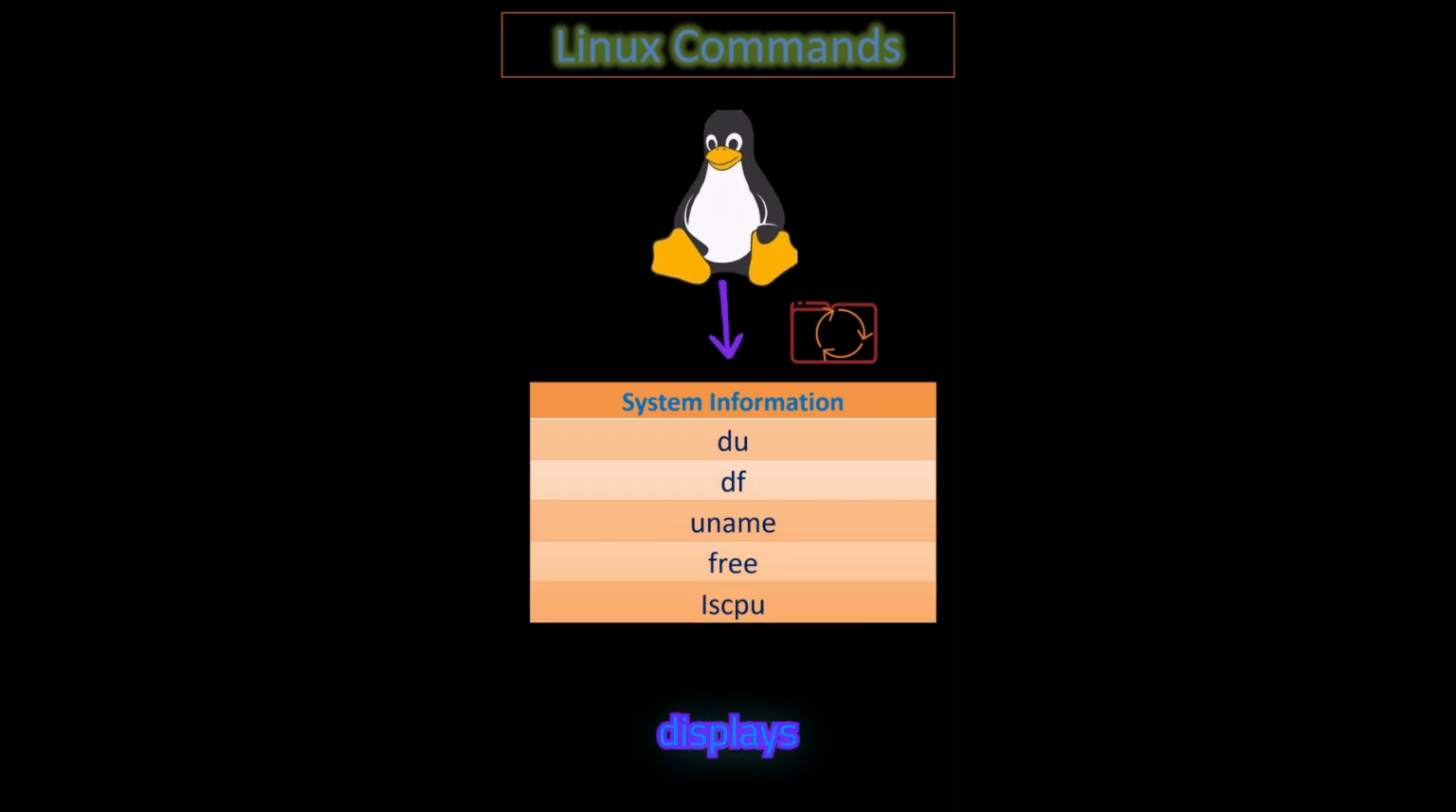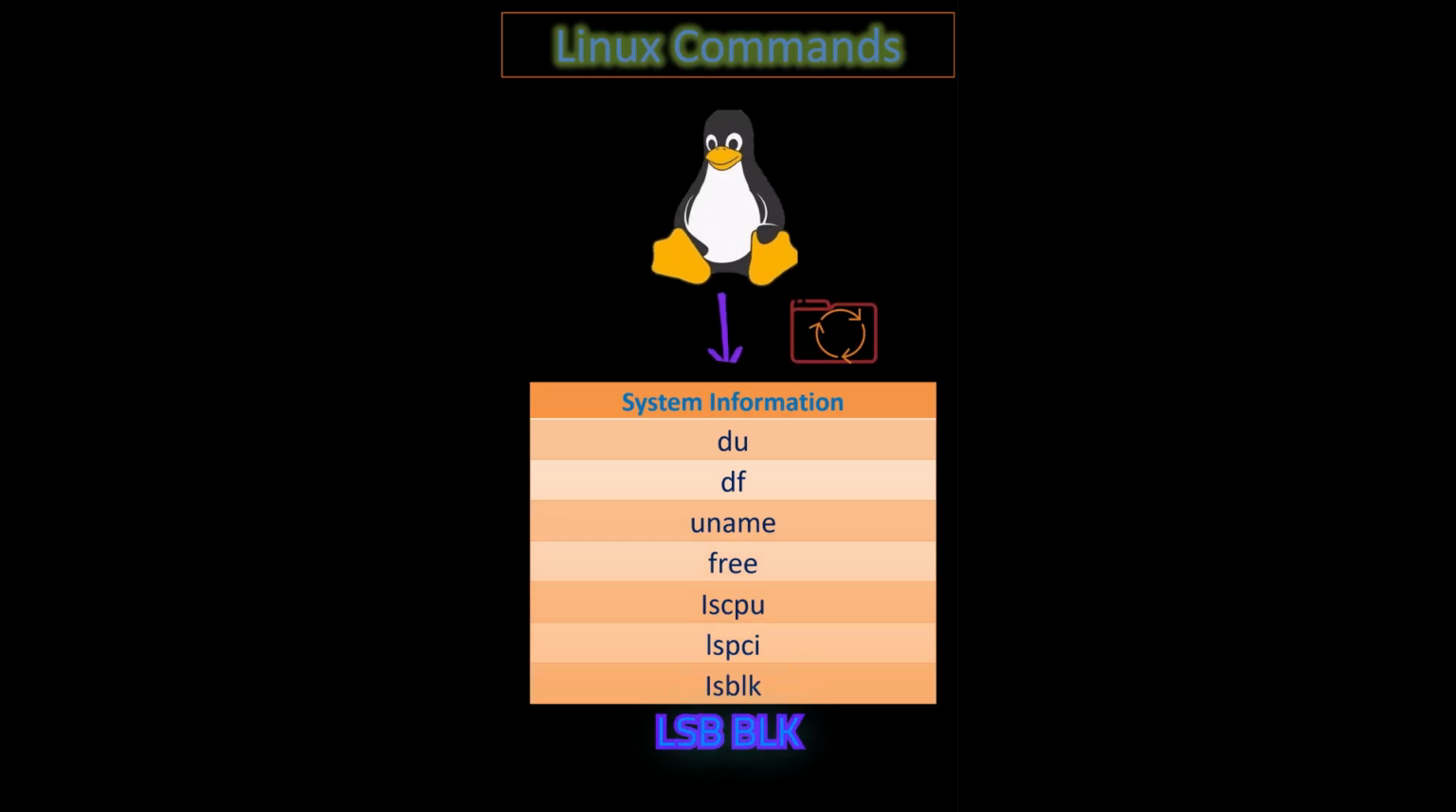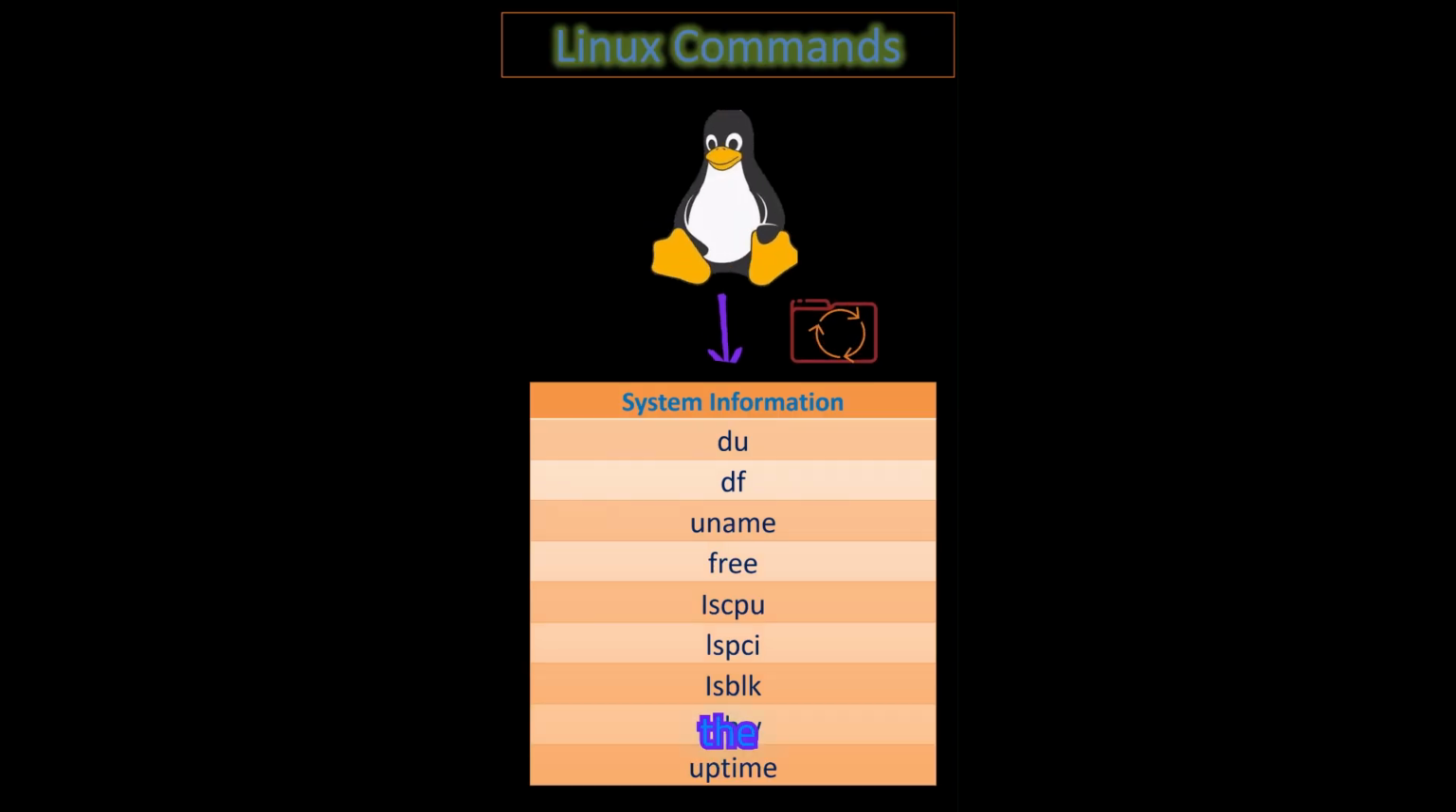LSCPU displays detailed CPU architecture information. LSPCI lists all PCI devices in your system, like graphics card, network card. LSBLK displays information about block devices like hard drives or partitions. LSHW lists detailed hardware information including memory, CPU, and storage. Uptime shows how long the system has been running along with the load averages.